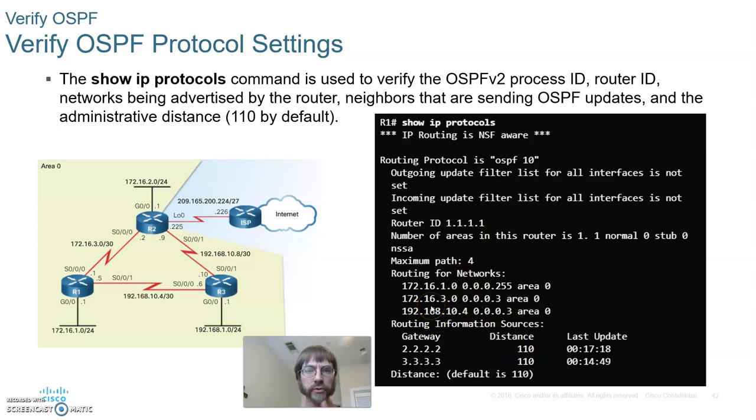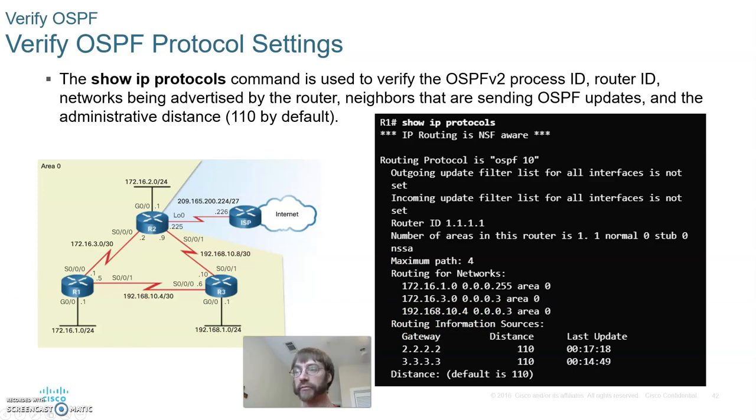Now, the thing that we don't see here, because it hasn't been implemented this time, but it could be: between your routing for your networks and your routing information sources, if you have any passive interfaces, they'll show up right here. So there's that.